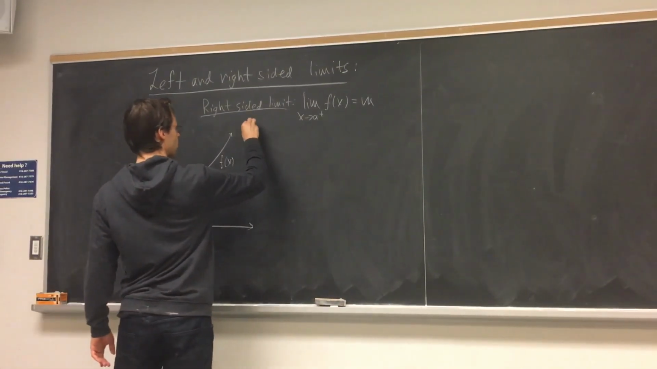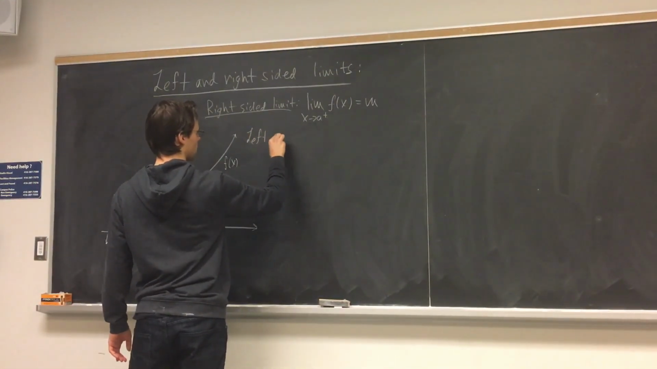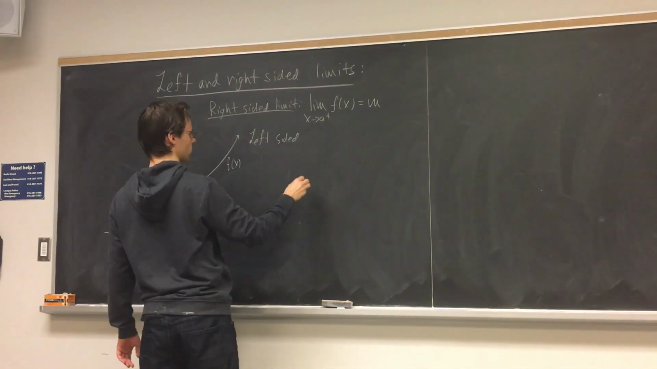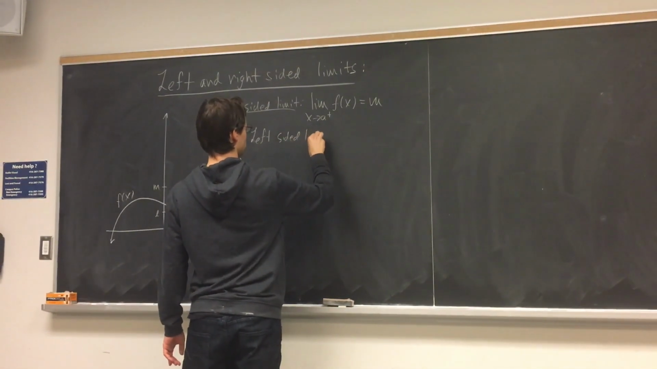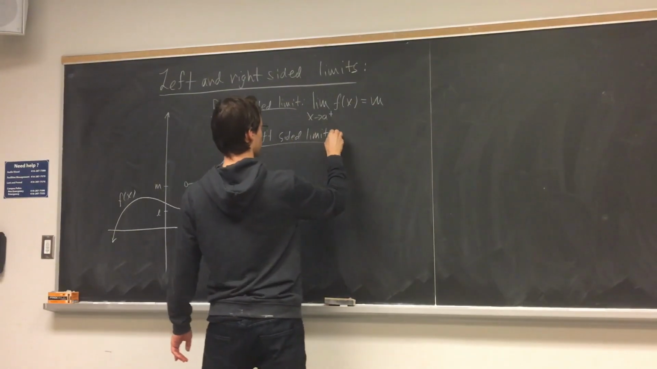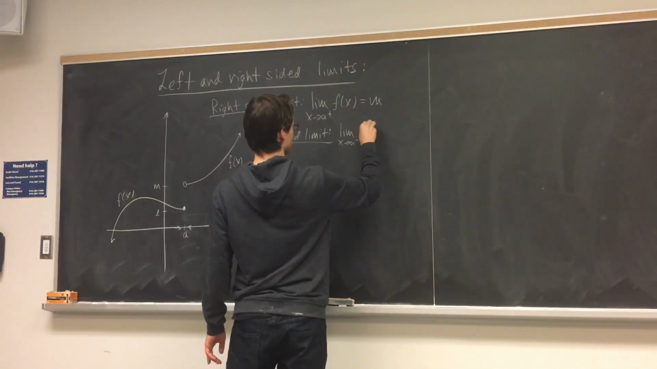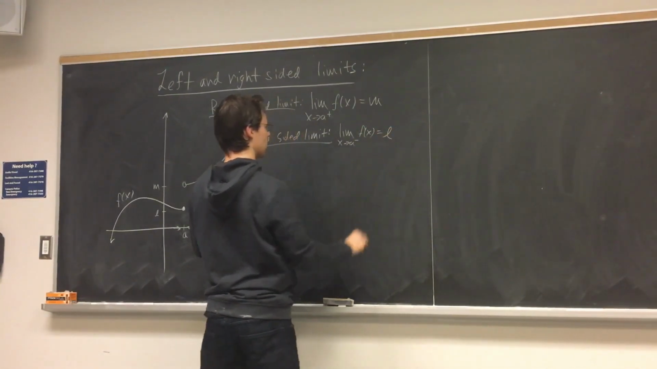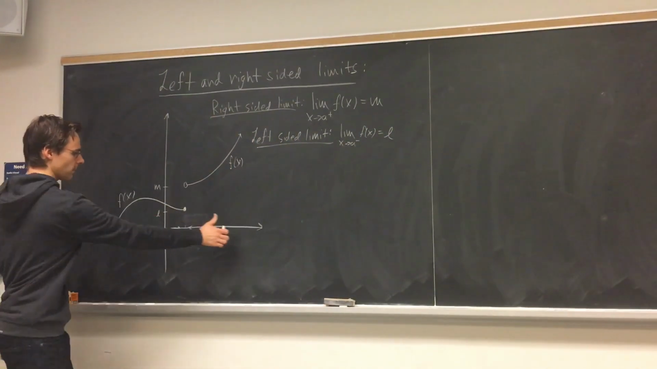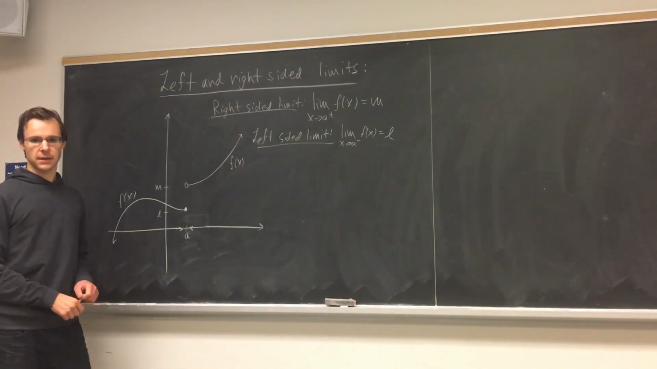Okay. The left-sided limit, denoted in a very similar way, left-sided limit, lim x approaches a from the negative side of f of x. Okay? This one is going to be equal to L. So we're approaching from the positive side or from the negative side.